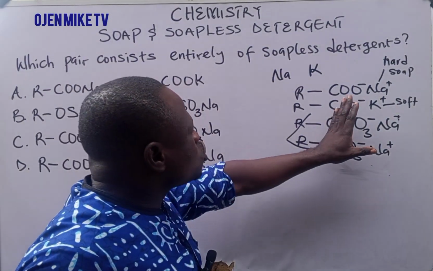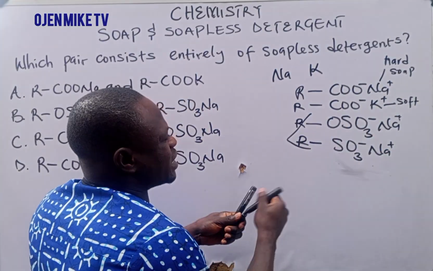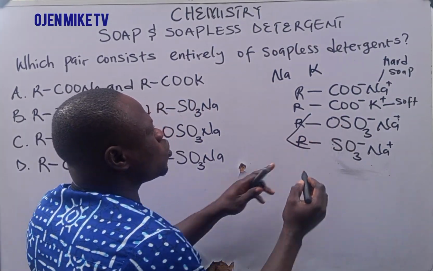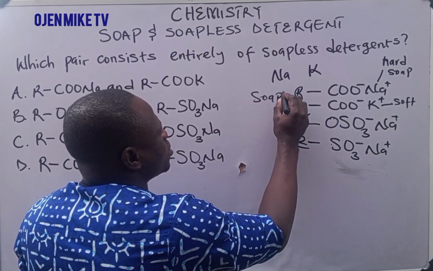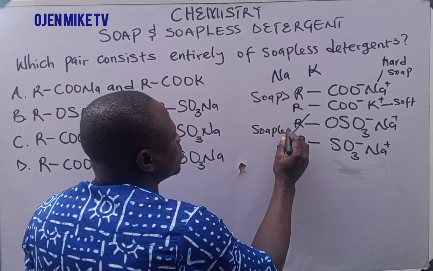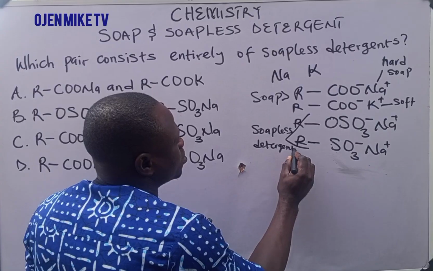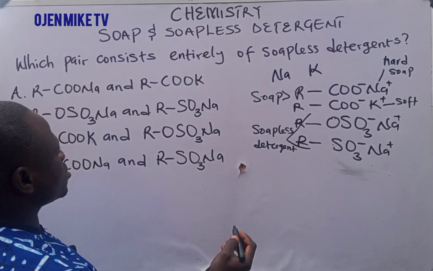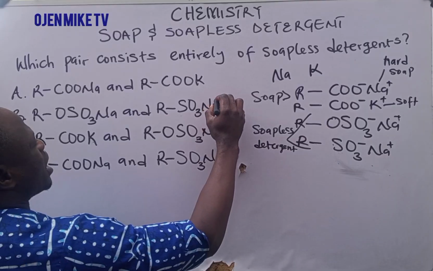Now, going by that, we already know our answer. This one and this one is what? Soapless detergent. This one is a soap, and this one is soapless detergent. So trace it. If you trace it now, you have your answer as this one.